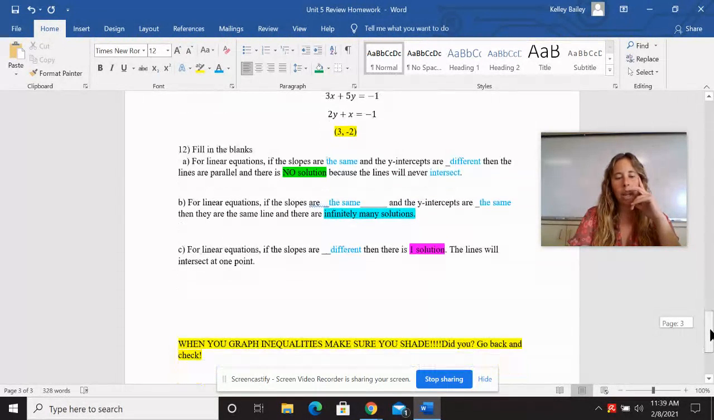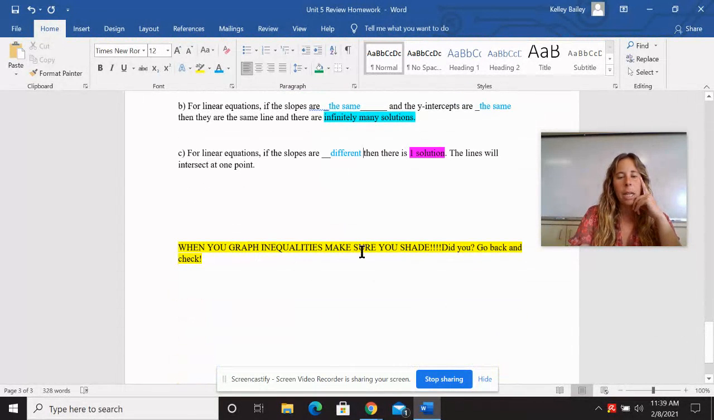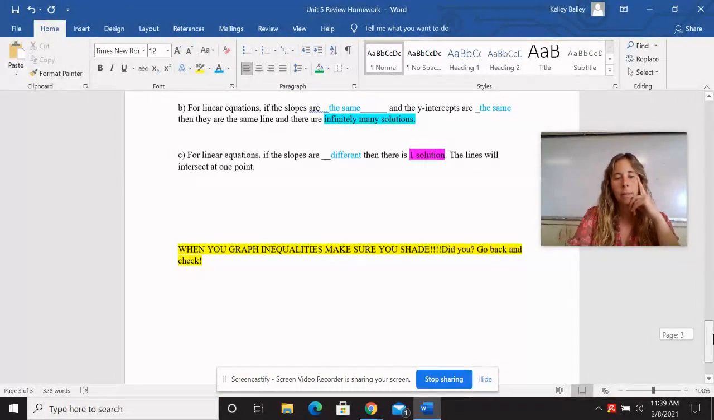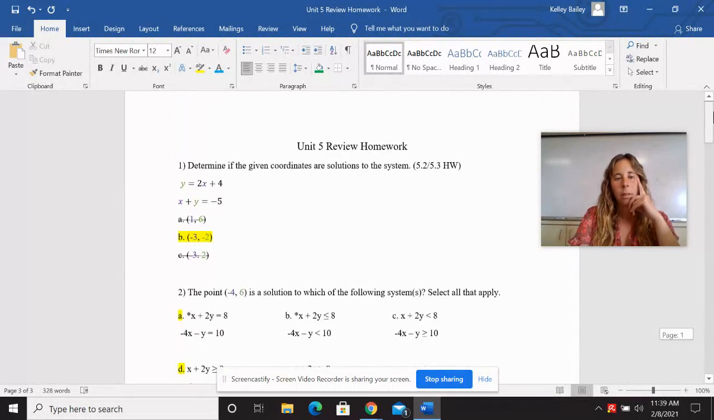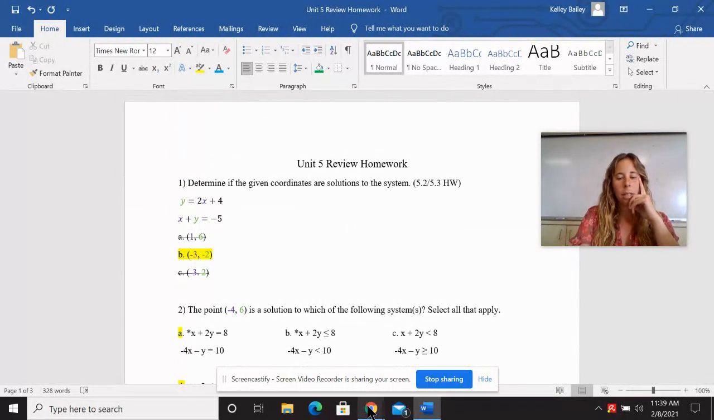Woof! There you go. Make sure you shaded your inequality graphs. Thank goodness we did it.